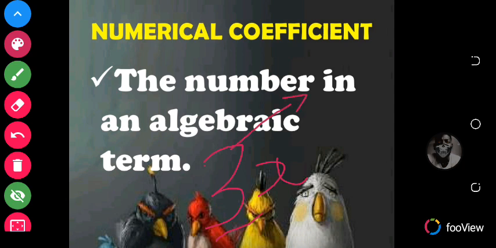A coefficient is a number attached to a variable. So the number attached to a variable is what we call the coefficient. This is what we call the numerical coefficient. It's a number in an algebra term.